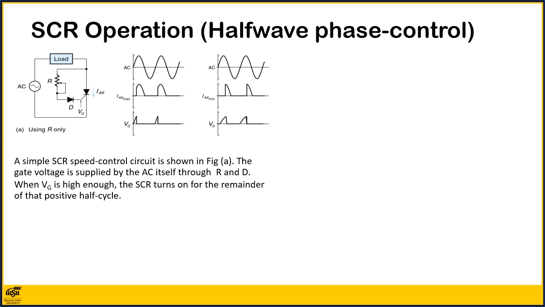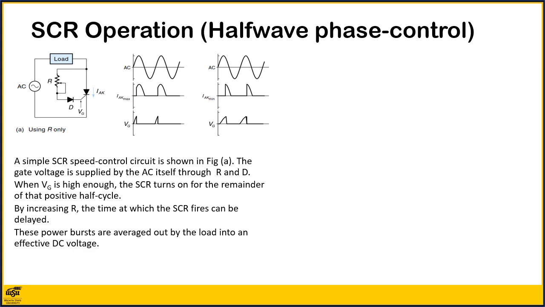When the level of the gate voltage gets high enough, the SCR turns on and it stays on for the remainder of that positive half cycle. By increasing the resistance of R, the time at which the SCR fires can be delayed, thus causing a shorter conduction period. These power bursts are averaged out by the load, such as a motor, into an effective DC voltage.